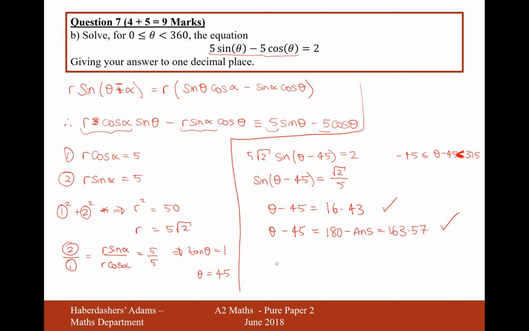Now what we also have to do is add 45 to get our final answers. So 16.43 add 45 gives us 61.43. We'll write 61.4 because it's to 1 decimal place in this case. And then for the last one, 163.57 add 45 to 1 decimal place gives us 208.6 degrees. So there we are, that's the answer to both of these questions here. 9 marks for both of those in question 7. Let's now move on to question 8.